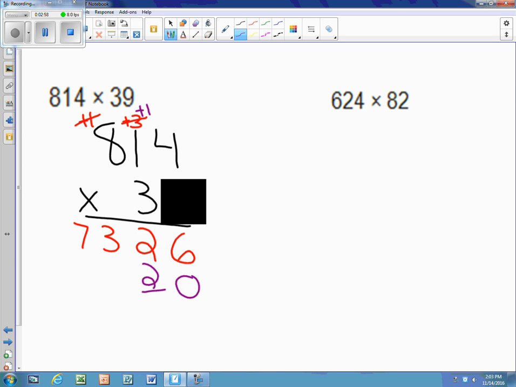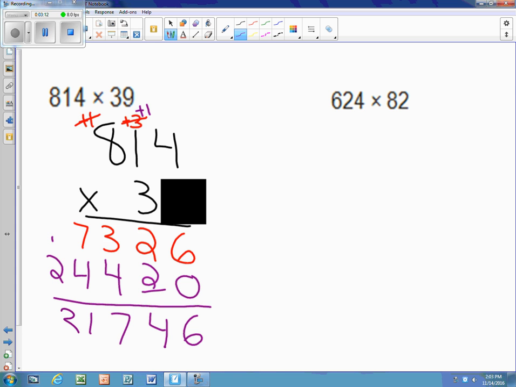We don't skip any numbers. 3 times 1 is 3, plus 1 is 4. There's nothing to carry, so 3 times 8 is 24. And now we add them up. And we make sure we put our commas in.